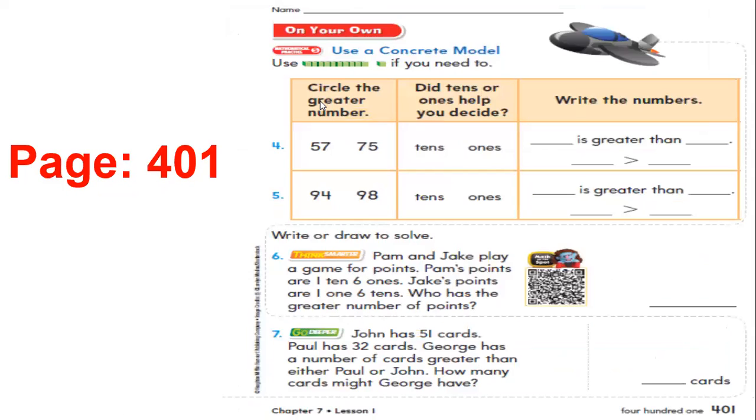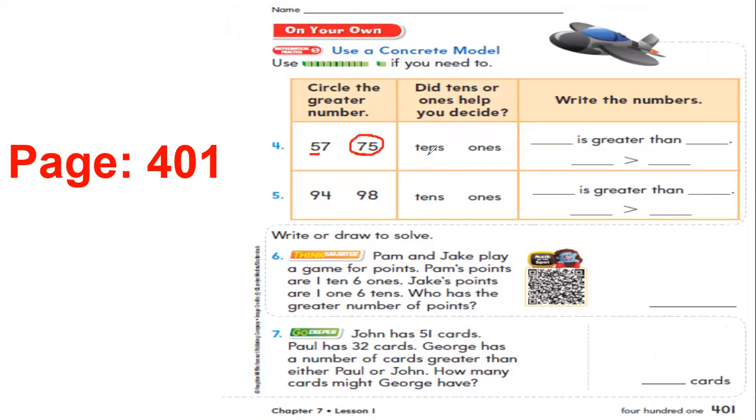On page 401, it is the same as we have done in the previous page. So let's move on to question number 4. 57 and 75, the same way. You're going to compare the tens and the ones. 5 and 7. Between 5 and 7, which is greater? The number 7. So let's circle 75.